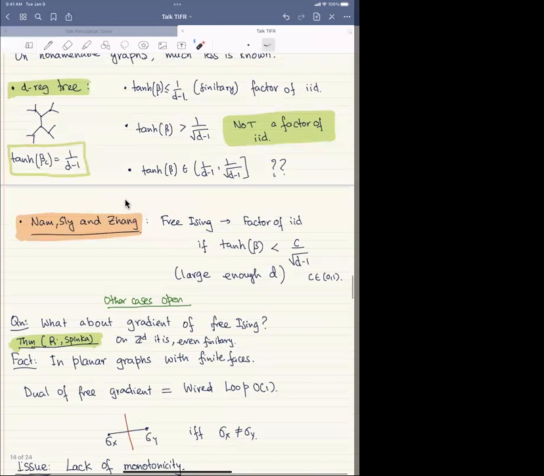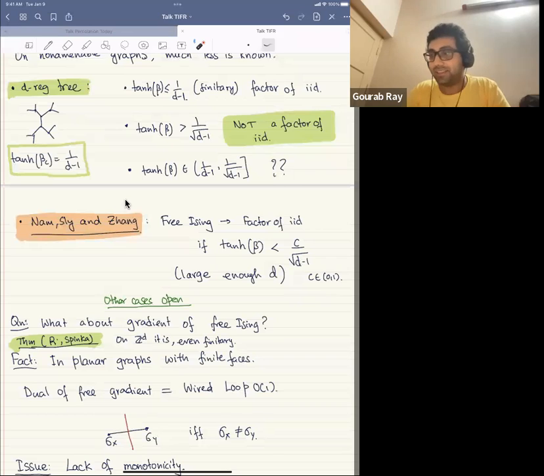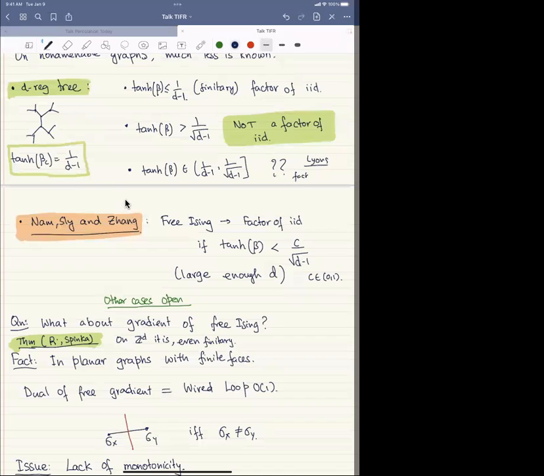So yeah, how does one actually prove that it's not a factor of IID? Yeah, so I will direct you to a paper of Leon's. It's called "Factor of IID on Trees."